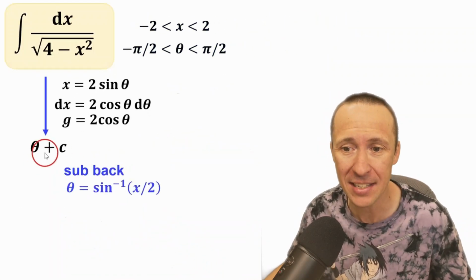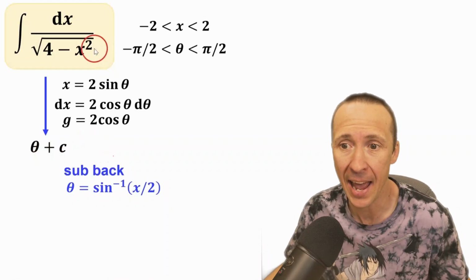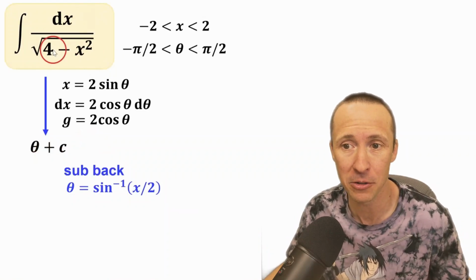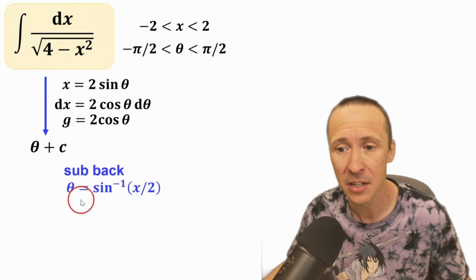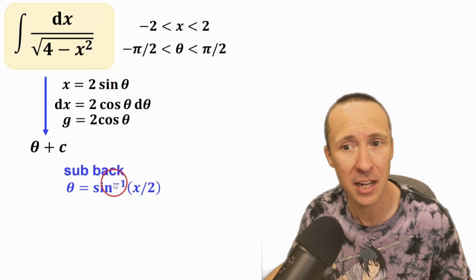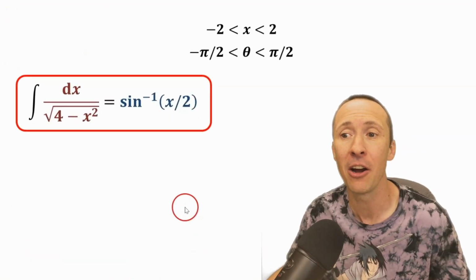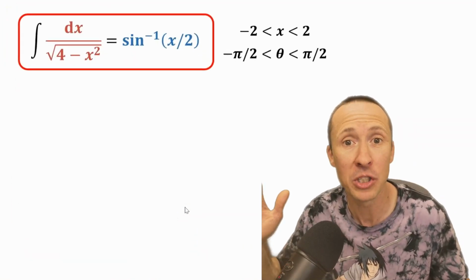Now, we can't leave this as our final answer. We need to substitute back into x because that's what our integral is in terms of. So if we solve for x, here x equals 2 sine theta. So if we want to solve for theta, theta equals arc sine of x over 2. And that's it. That's literally our answer. And we're done.